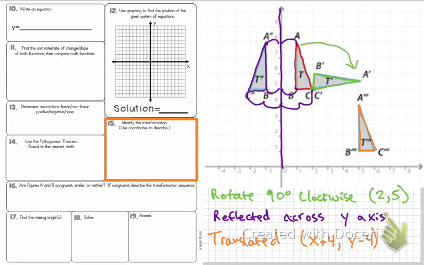Now, I could test this with all 3 of the points, but for example's sake, I'm just going to use one point, point B. And I'm going to notice point B moved over to the right 4 spaces and down 4 spaces. And that's where we get that description, x plus 4 and y minus 4.